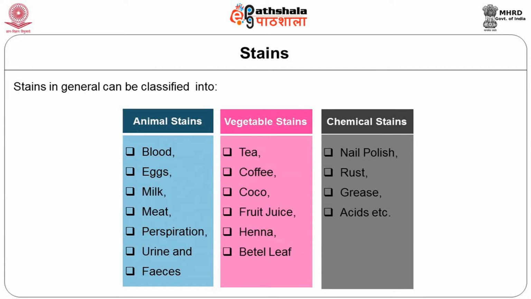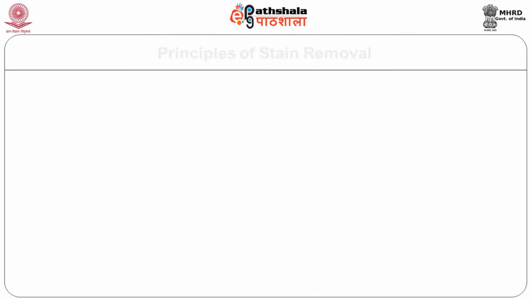Examples of animal stains are blood, egg, milk, meat, perspiration, urine and feces. Some examples of vegetable stains are tea, coffee, cocoa, fruit juice, henna and betel leaf. The chemical stains are nail polish, rust, grease, acid, etc.